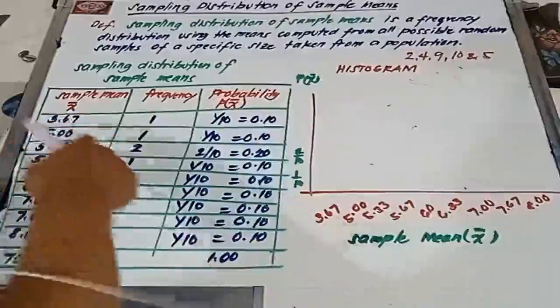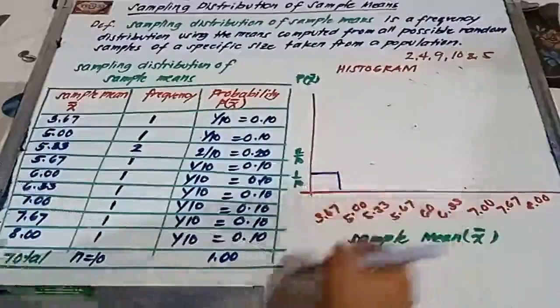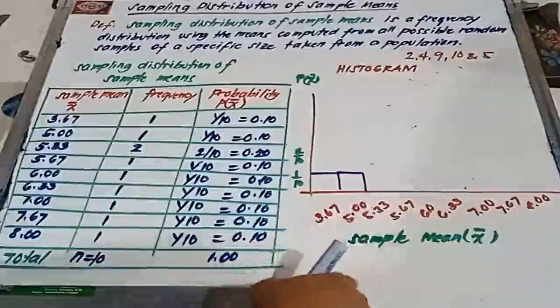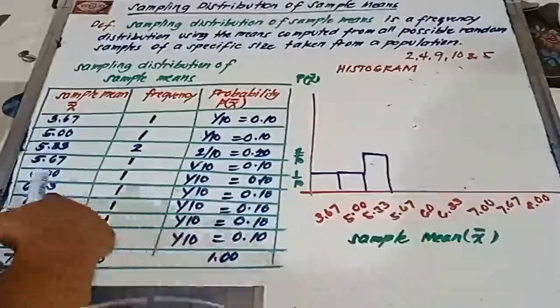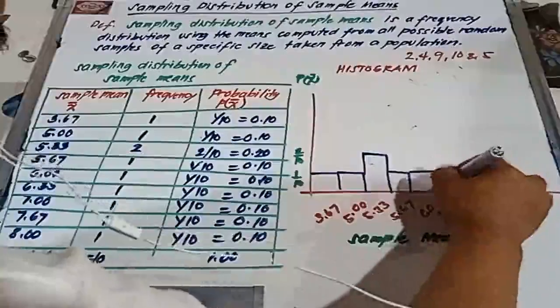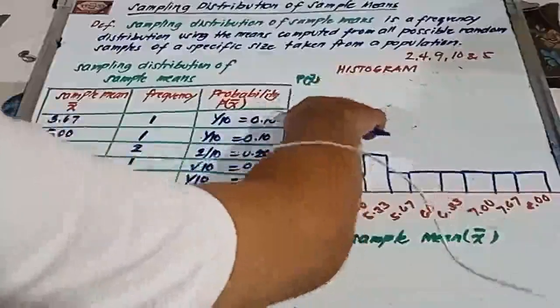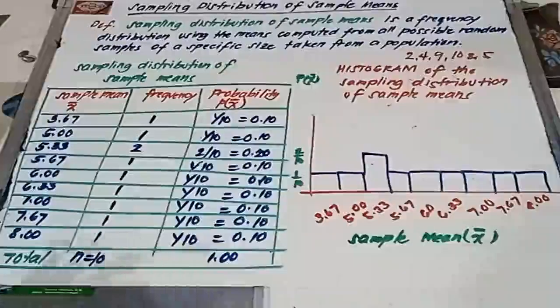Okay? For 3.67, 0.10 siya. So, naandito lang siya. Para sa 5.00 na mean, ang kanyang probability value is also 0.10. So, magkapantay lang siya. Kay 5.33, so 0.2 ang kanyang probability value na andito siya. 5.67, 6, 6.33, 7, 7.67, 8, lahat ay 1 na. So, pag ganito ang itsura niya. Okay? So, ito yung ating histogram of the sampling distribution of the sample mean. And that is how to construct sampling distribution and sample means and how to draw the equivalent histogram of the said sampling distribution.